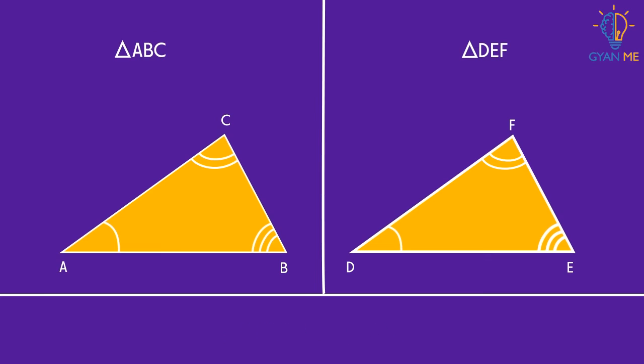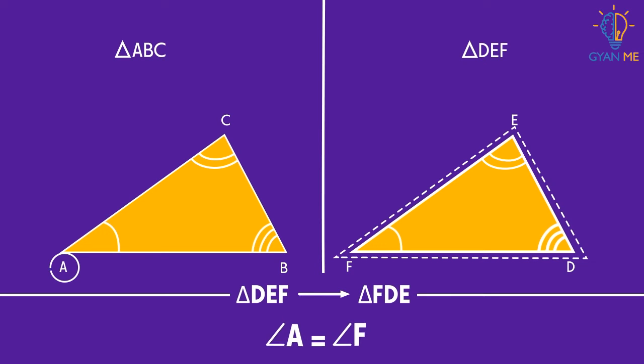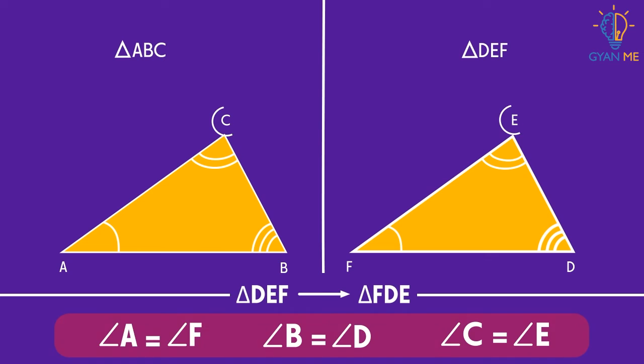Now students, can we write correspondence between these two triangles as triangle ABC corresponds to triangle FDE? No, we cannot write triangle DEF as triangle FDE, as this will mean that angle A is equal to angle F and angle B is equal to angle D and angle C is equal to angle E, which is not true because we are given that A is equal to D, B is equal to E and C is equal to F.